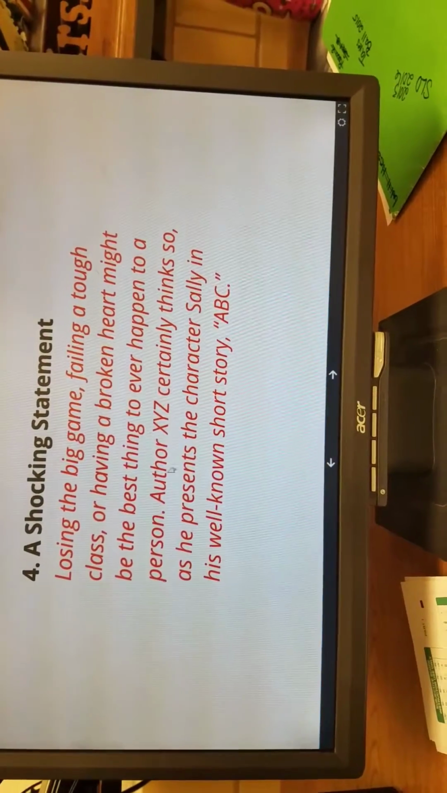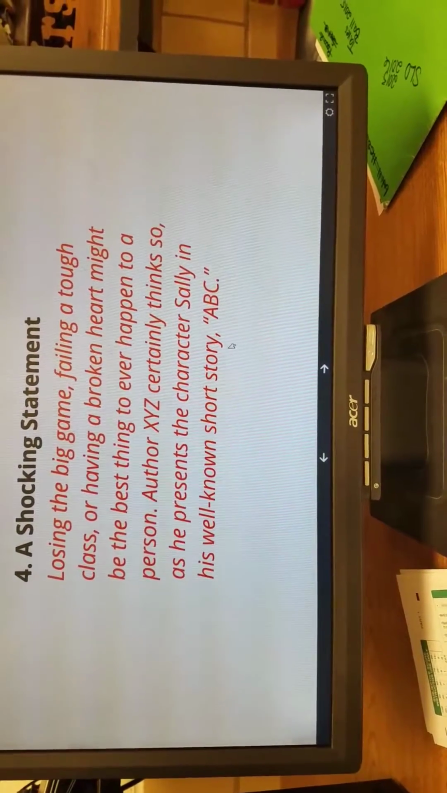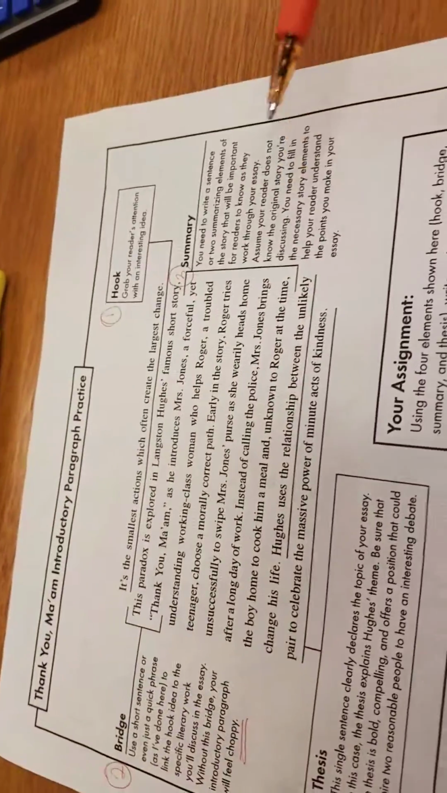Okay, another one. Author XYZ certainly thinks so, as he presents the character Sally in his well-known short story ABC. Okay, we already talked about not beginning your essays with a question, so let's go ahead and take another look at this worksheet.